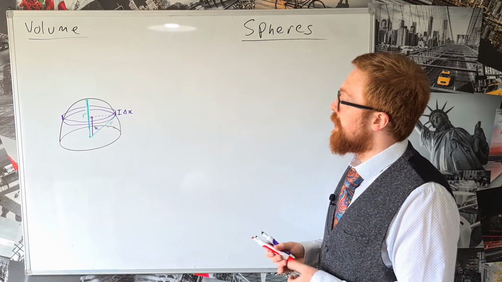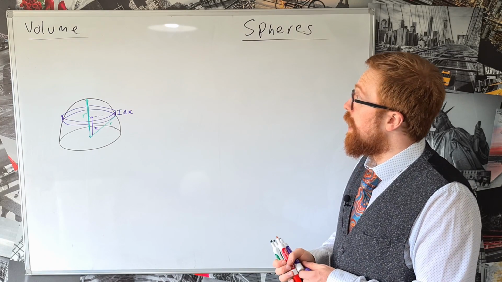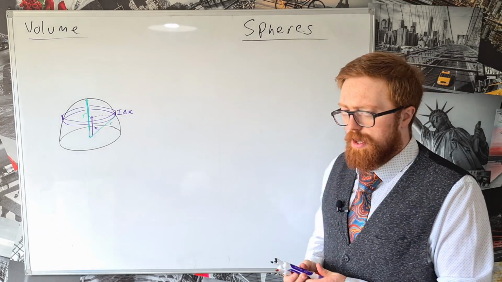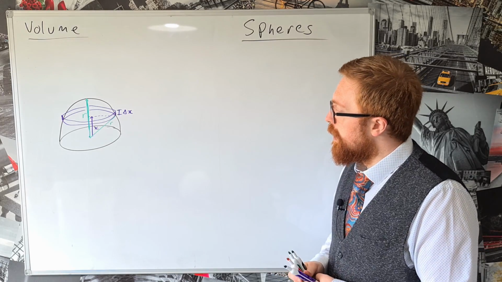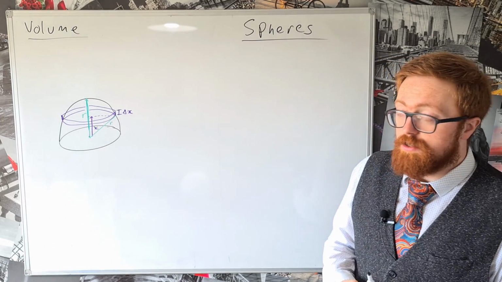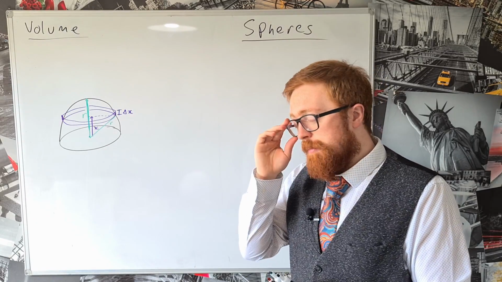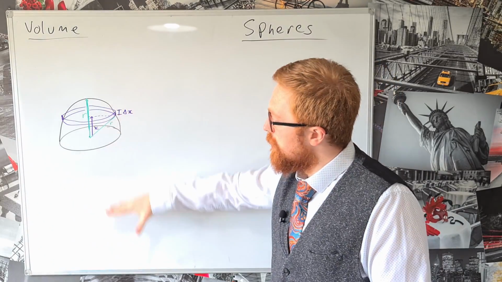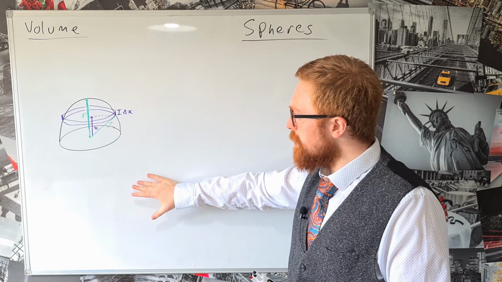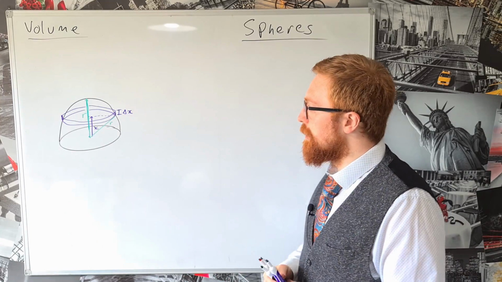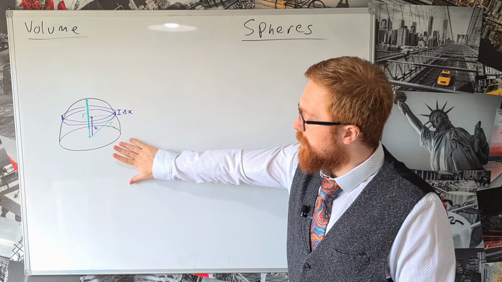Hi there. In this video we're going to look at how we find the volume of a sphere. We're going to look at how we derive the formula. So our strategy is going to be to look at this hemisphere. Now it just turns out that the maths is slightly easier with a hemisphere than with a full sphere, and that doesn't matter because we can just double it at the end. But we're going to start out with this hemisphere.